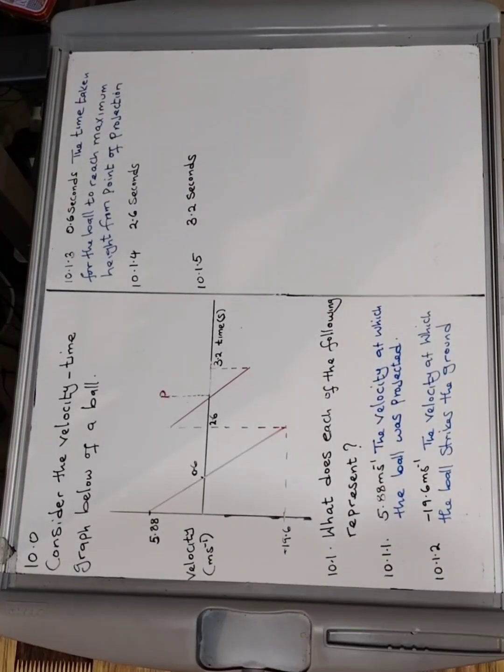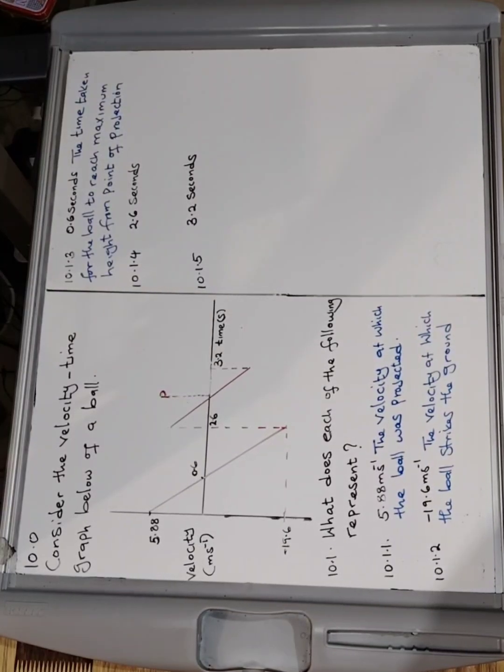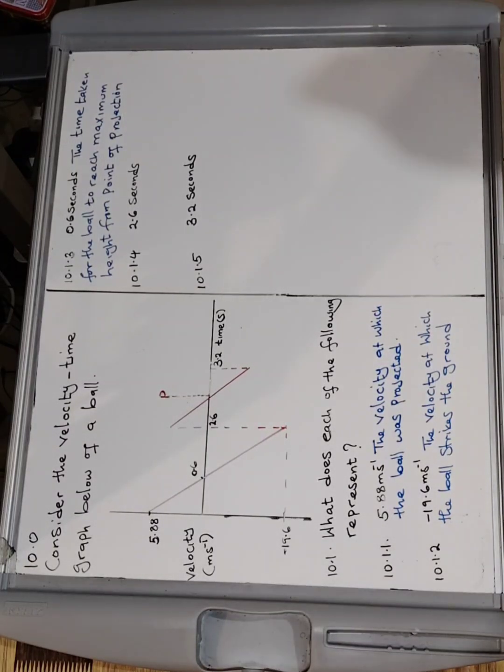Then 2.6 seconds, what does it represent? 2.6 seconds represents the time taken for the ball to move from the point of projection to the time when it strikes the ground. So the entire journey from the point of projection going to maximum height, then from maximum height coming down and striking the ground, that entire journey took 2.6 seconds.